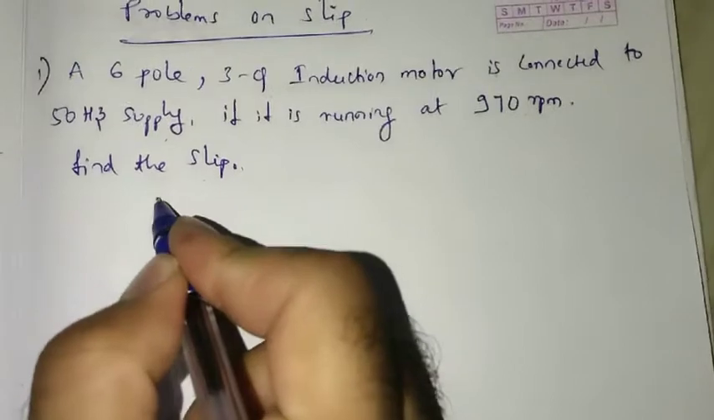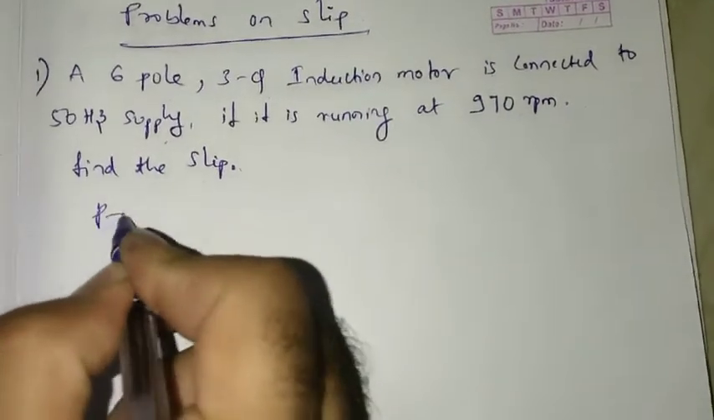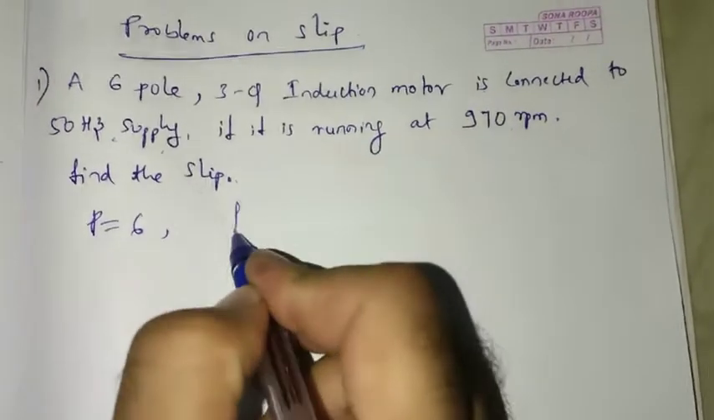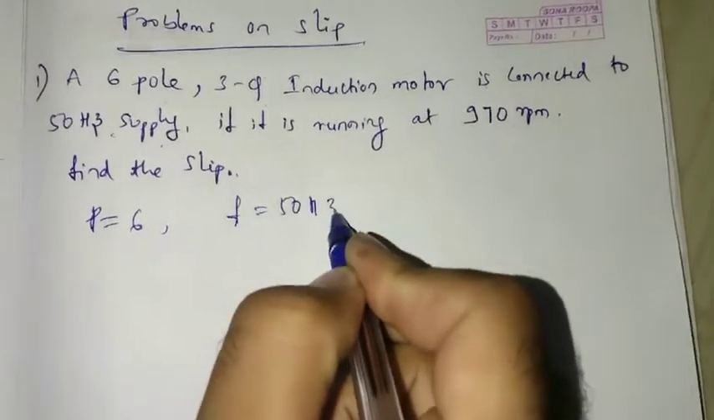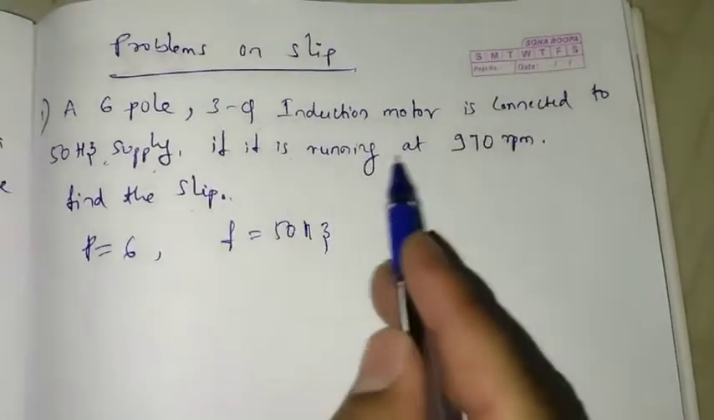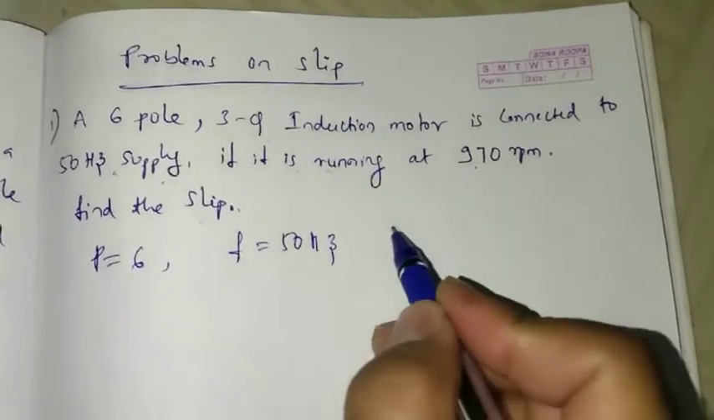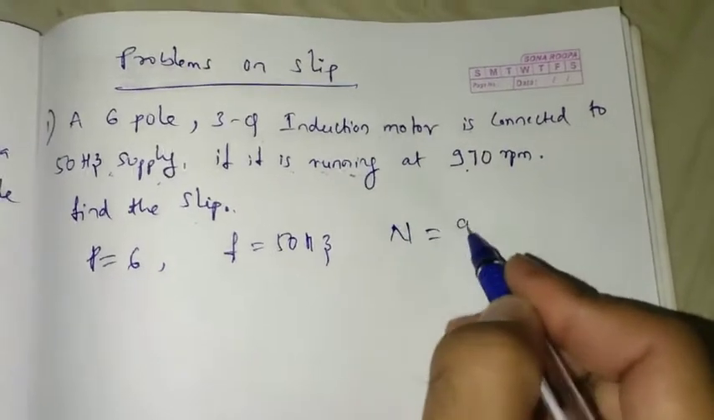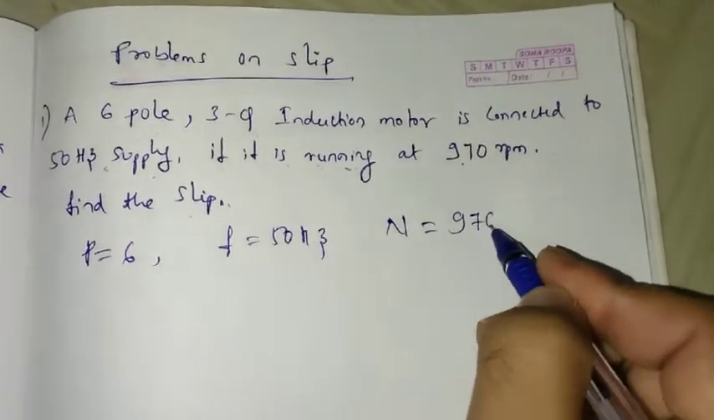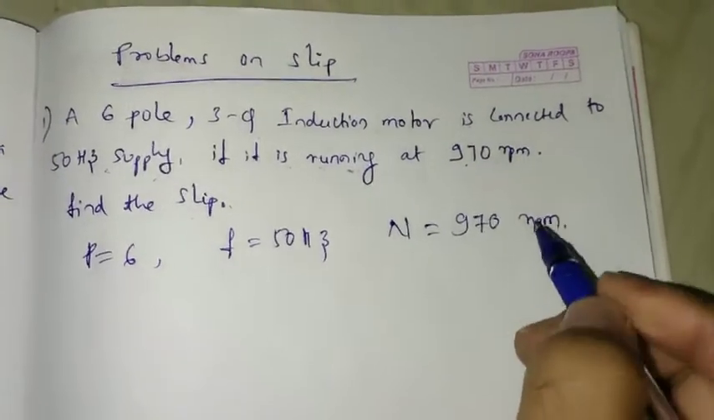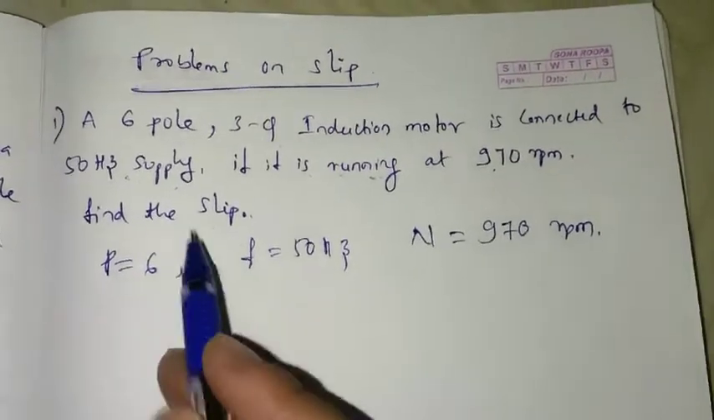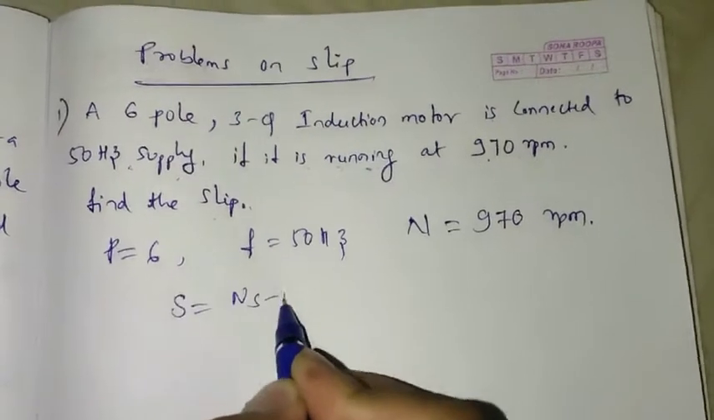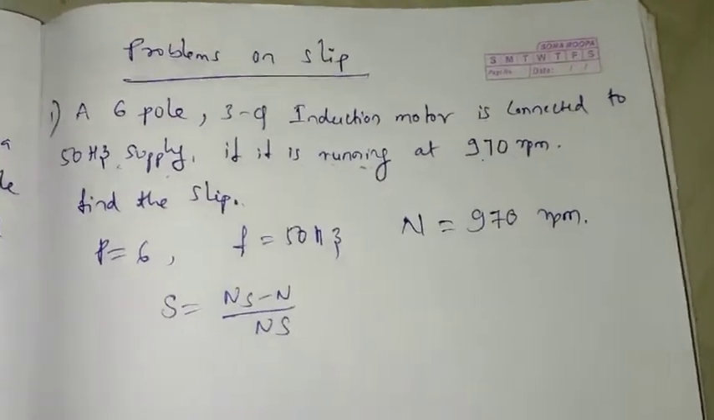So the given data is, number of poles is 6, and 50 Hz is the frequency. Running at 970. Running means you should always take the n value. Ns means the synchronous speed of the RMF, the rotating magnetic field. So the formula is slip S is equal to (ns minus n) by ns.